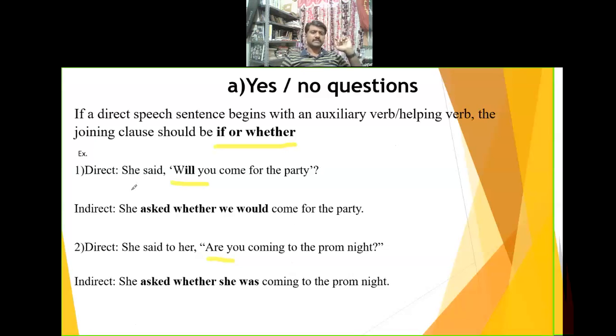Fine. Example. She said, "Will you come for the party?" She asked. The reporting verb must be put, and the same reporting verb has not changed here. Yes, it is a yes or no question. You have to use whether. Whether you, will you. You means she is asking the whole class.